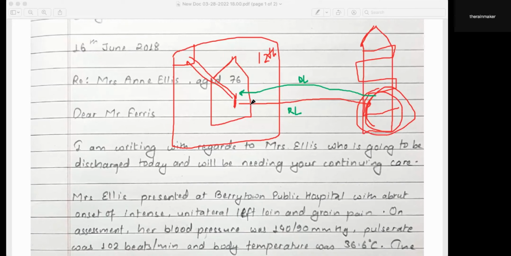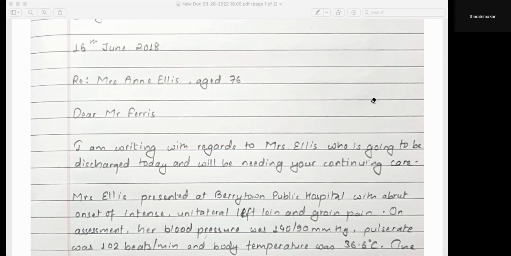So give the basis of discharge in your intro. So I'm writing with regards to Mrs. Ellis, who is going to be discharged today and will be needing your continuing care. But what happened to the patient? Remember, we've talked about this in the intro of the letter. It is always better. Actually, no matter what you write, it is fine.